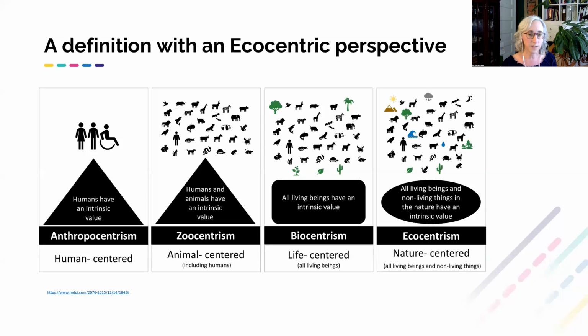And just to describe that a little bit more, anthropocentrism would maybe look at One Health perspectives, but always thinking back to how they affect human health. Whereas ecocentrism considers all living beings and non-living things in nature to have their own intrinsic value. And so this definition looks at One Health from all of those perspectives.